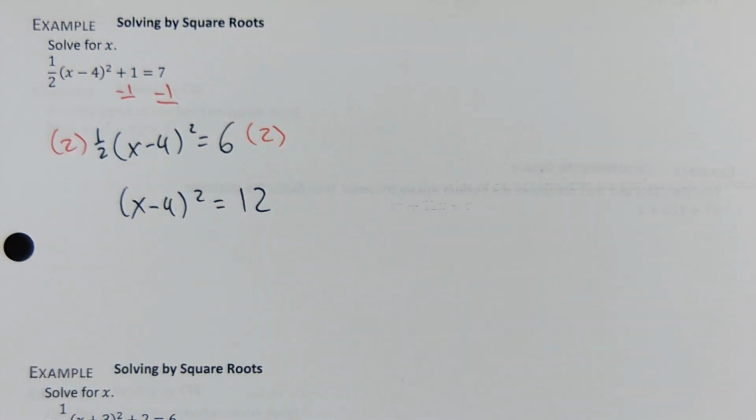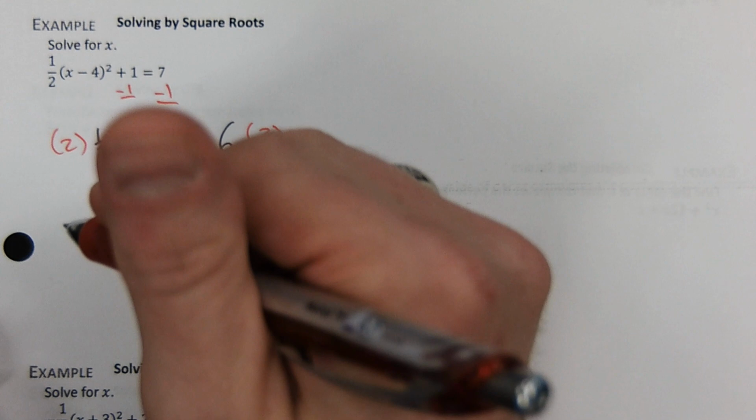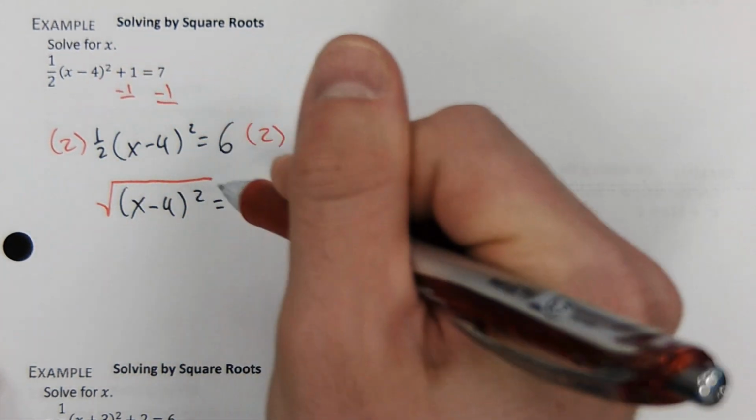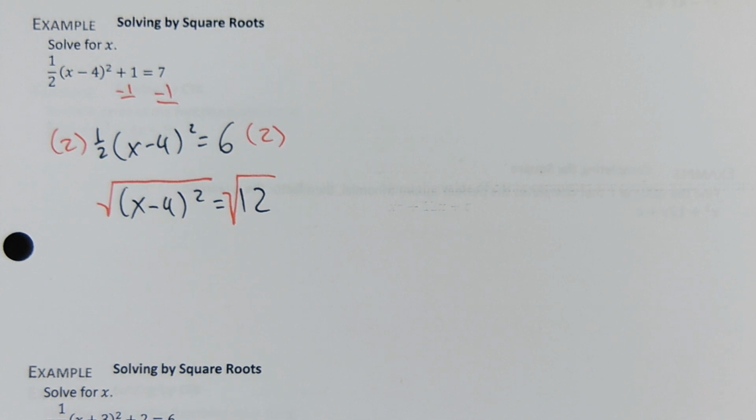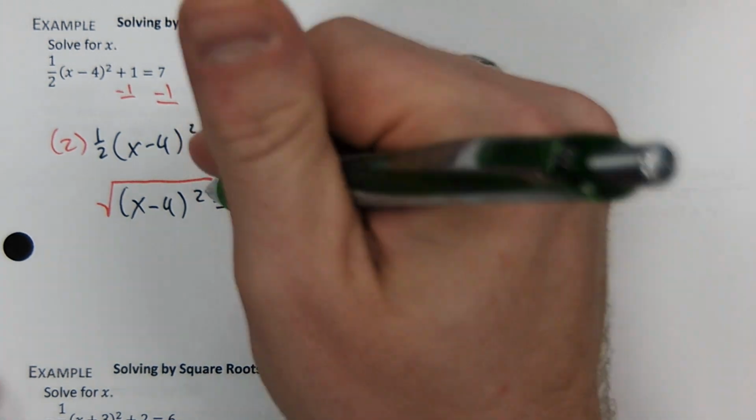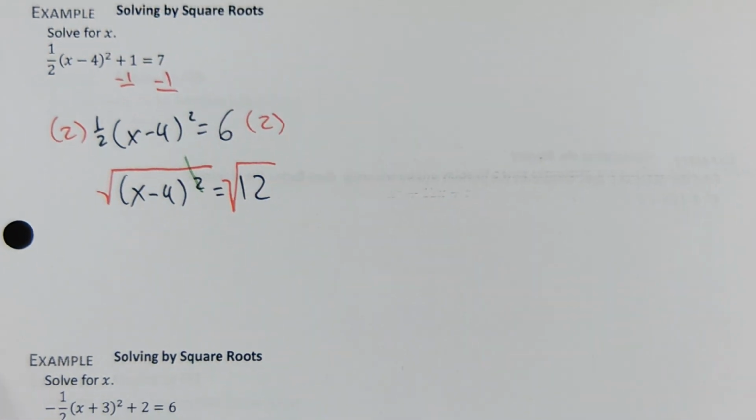And now this question is just like the first one. Take the square root of both sides. The only difference is in that first one, 9 was a perfect square, but in this one, 12 is not. So since 12 is not a perfect square, we have to split it.